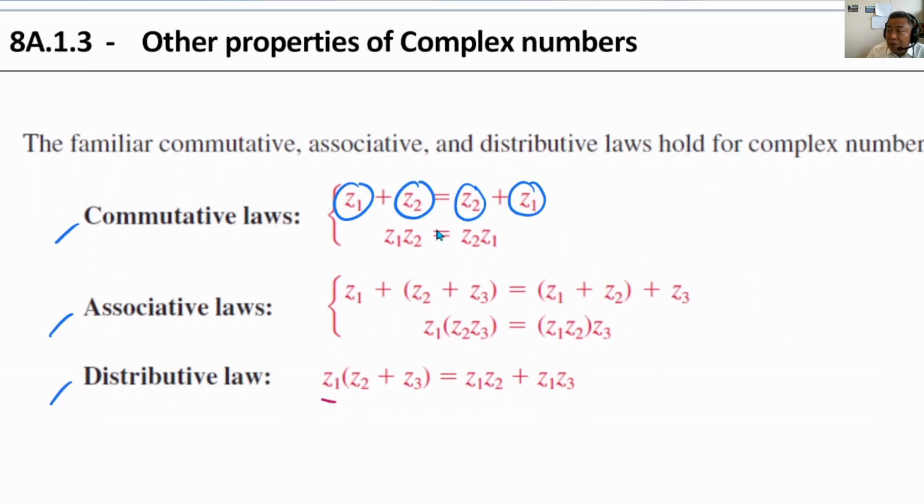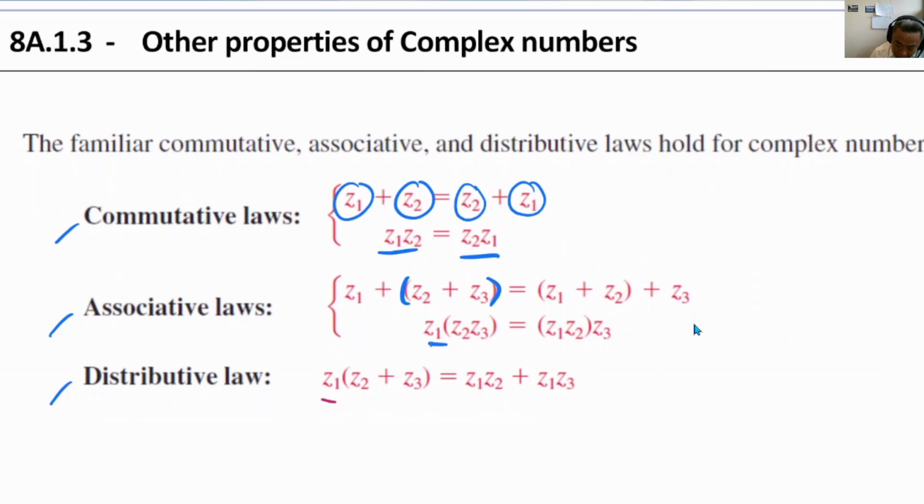So commutative law holds for complex numbers for addition as well as multiplication. Whether you put z1 multiplied by z2 or z2 multiplied by z1, it is the same. What about associative law? Associative law treats the bracket to do addition first, so z1 plus bracket z2 plus z3. Well, if we add z2 plus z3 first, then add to z1, does it matter? The answer is no. You can do z1 plus z2 first, and then add the final answer to z3. The answer is the same. Associative law holds for addition as well as multiplication.